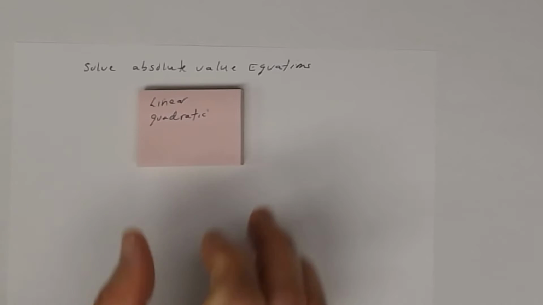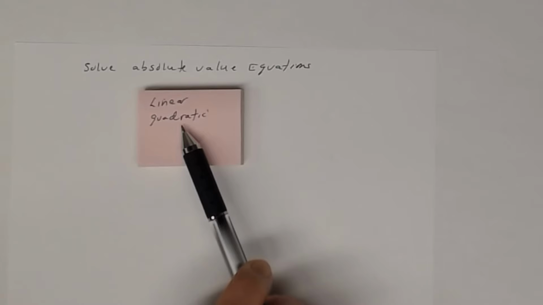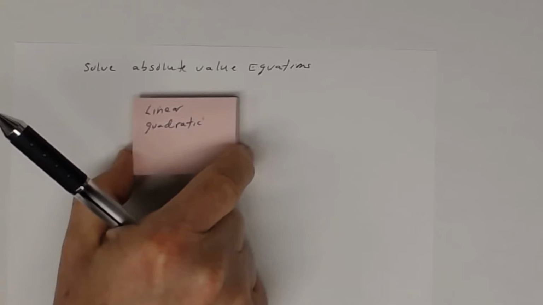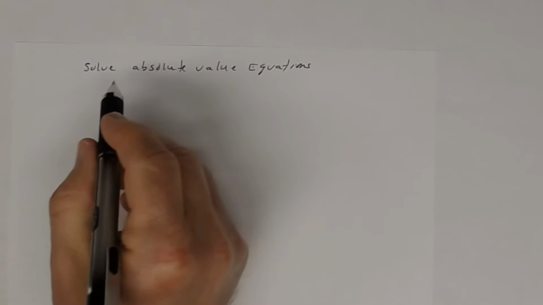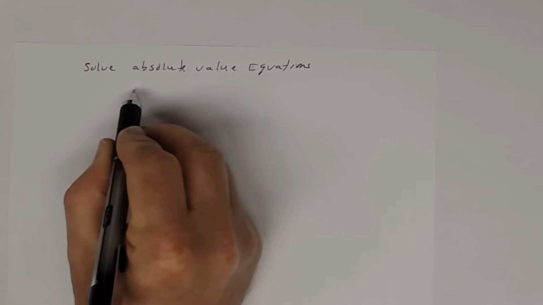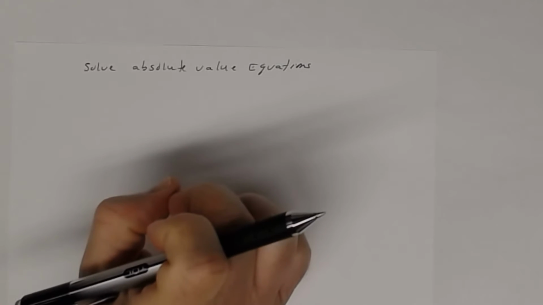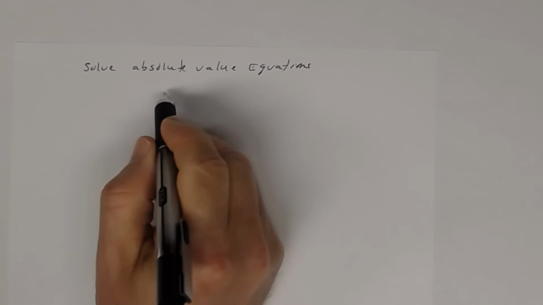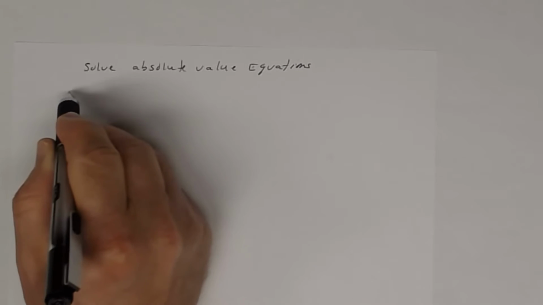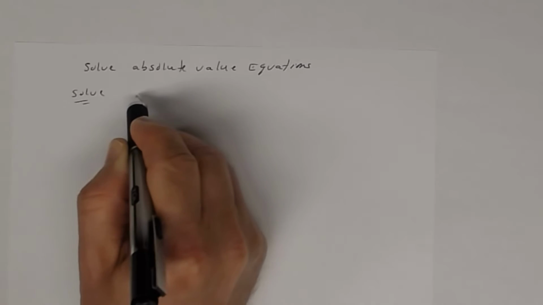We're going to look at solving absolute value equations, and the absolute value equations are going to involve linear expressions and also quadratic expressions. The first type we're going to look at will be the linear absolute value equations. Before we start looking at these problems, make sure you understand the first step you're going to perform when solving an absolute value equation. So for example, we want to be able to solve this kind of equation.